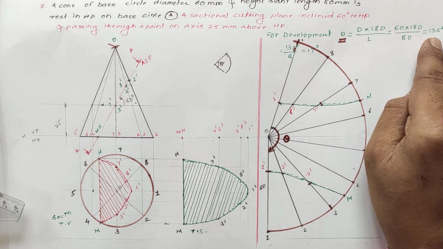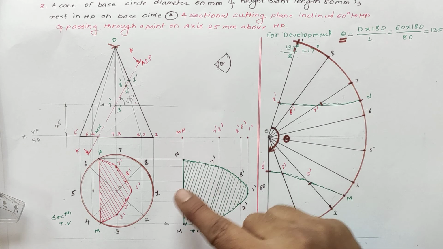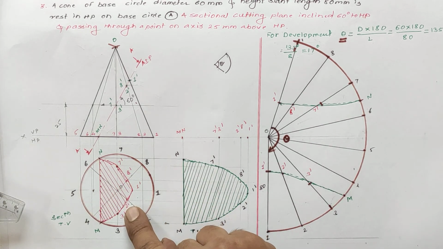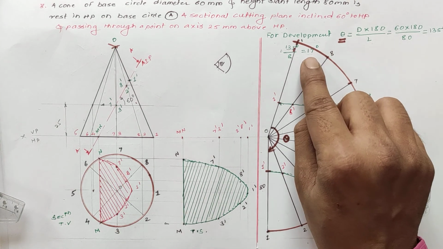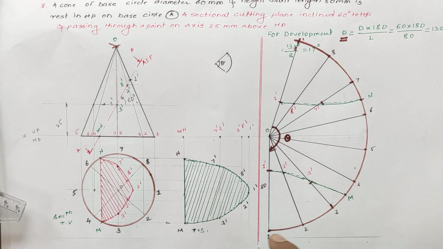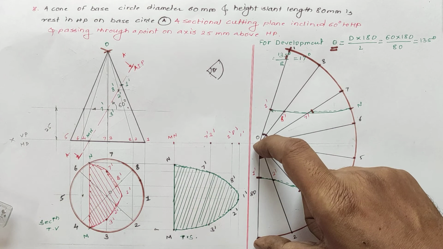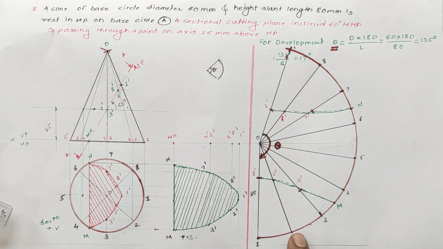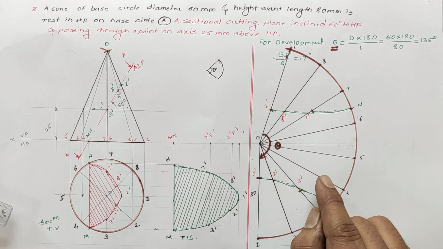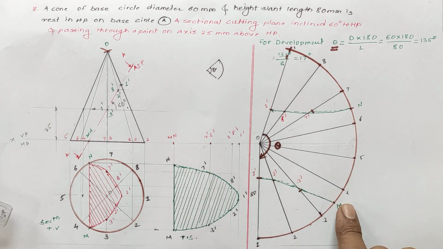Divide this 135 degree by 8 because the circle we have already divided into 8 equal parts. We get the first part or first block, that is 17 degree. Mark this on the arc. So first initially we have taken the 80 mm length from the O, draw the arc, mark the 17 degree, and same distance we have marked on the arc, and we have completed transferring all the points, cutting points on the development. So this is the final answer.